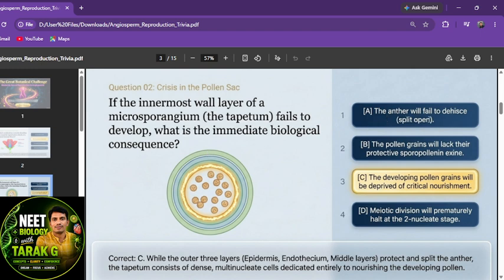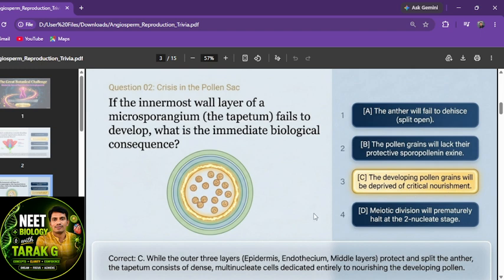See option A: the anther will fail to dehisce, means split open. Second: the pollen grains will lack their protective sporopollenin in the exine. Exine is made up of that, right? And C: the developing pollen grains will be deprived of critical nourishment. Last one: meiotic division will be permanently halted, right? In this case, we know the tapetum's main function is nourishment, right? So the answer is that the developing pollen grains will be deprived of critical nourishment.